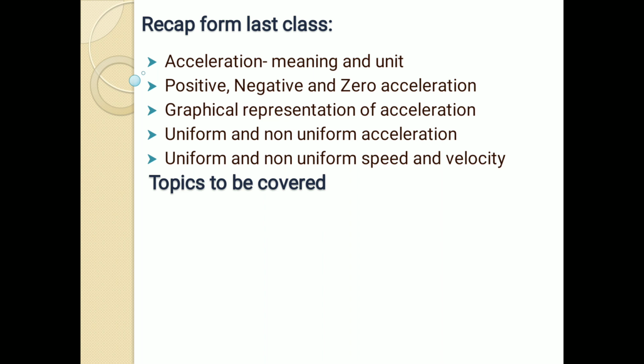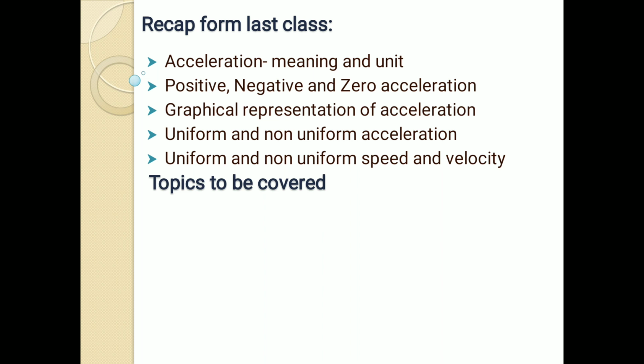Okay, next is graphical representation of acceleration. Last class we discussed graphical representation of positive acceleration, negative acceleration, and zero acceleration. The next one we discussed is uniform and non-uniform acceleration. So what is uniform acceleration? An object that has equal change in velocity in equal intervals of time is known as uniform acceleration. An object that has unequal change in velocity in equal intervals of time has non-uniform acceleration.